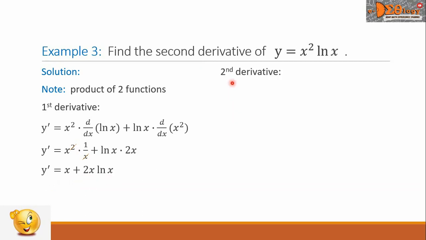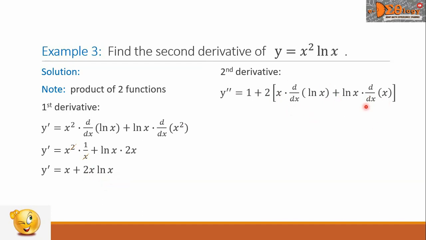Now let us take the second derivative. So we will write y double prime. This is equal to the derivative of x, which is 1, then plus, let us write the constant outside, and we will take the derivative of x ln x. So we copy first the x here and take the derivative of ln x. Plus, we copy the second function ln x times the derivative of x.